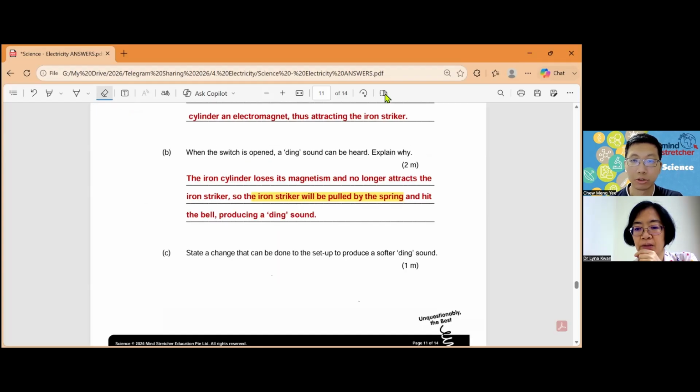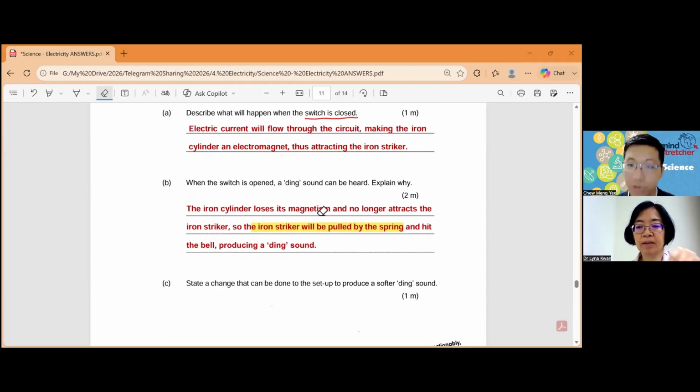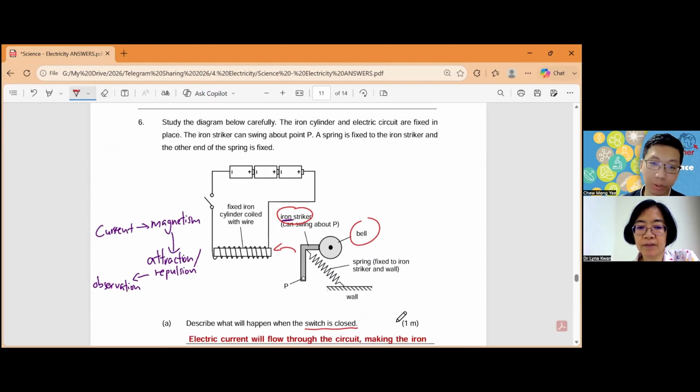Okay, next part. State a change that can be done to the setup to produce a softer ding sound. I want to produce a softer ding sound. What should I do? Now we have a few things in play, right? We have the electromagnet, we have the spring. What are the possible ways?